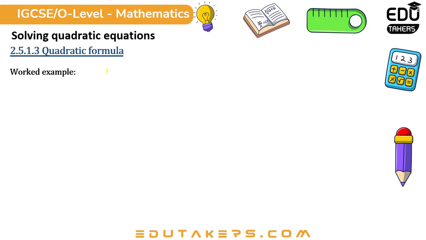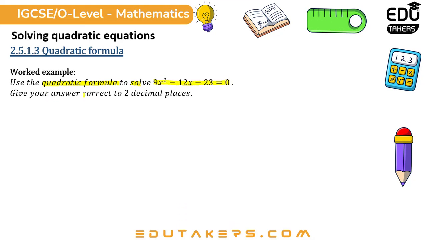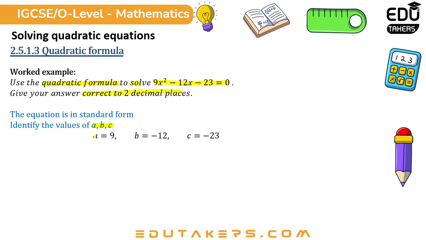Worked example. Use the quadratic formula to solve 9x² − 12x − 23 = 0. Give your answer correct to 2 decimal places. The equation already is in standard form. Identify the values of a, b and c. a = 9, b = −12 and c = −23.